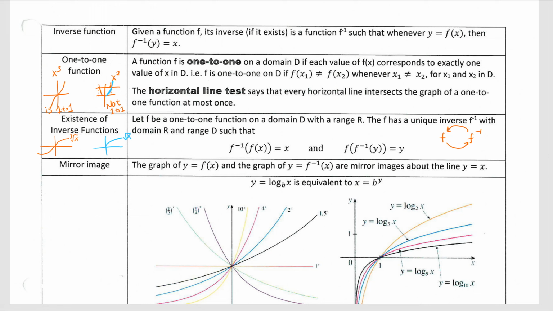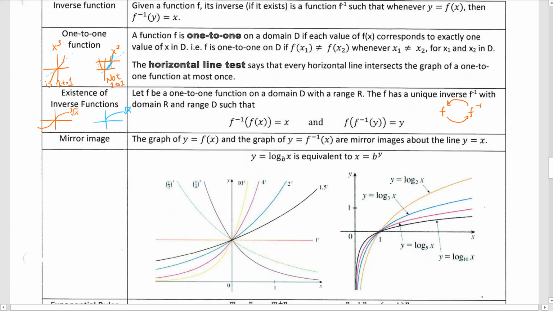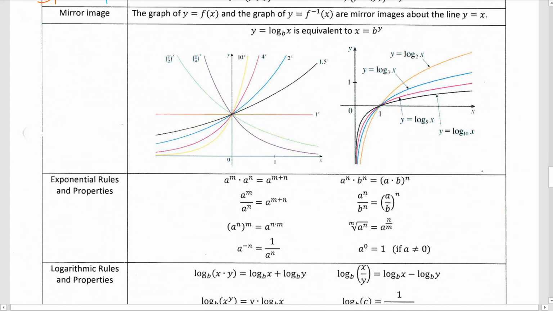Okay, so far so good, everybody. And next, mirror image. The graph of f and the graph of the inverse function, they are mirror images about the line y equals x. So you can see, how do we get the cube root? Well, we take the mirror image across the line y equals x. How do we get square root? We take the mirror image of x squared across the line y equals x. So far so good.